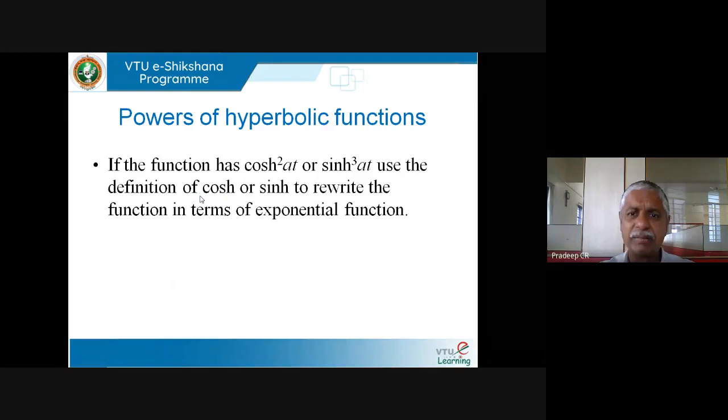So the idea I'm trying to tell you is whenever you have hyperbolic functions, powers of hyperbolic functions, use the definition of hyperbolic function and expand it out and find its Laplace transform.